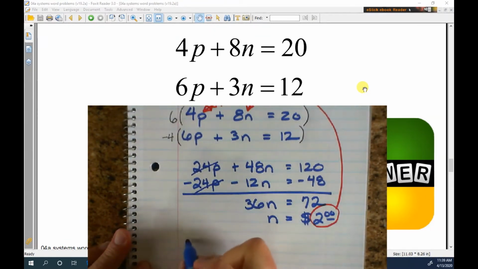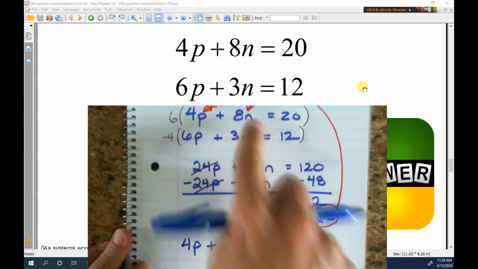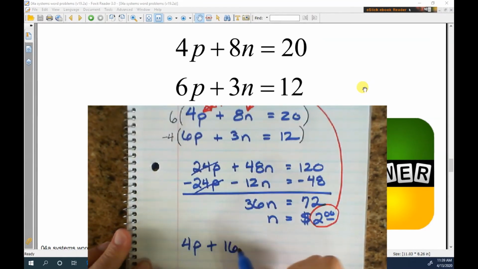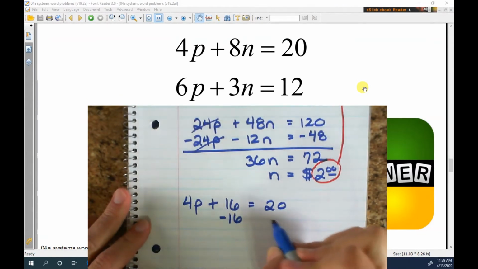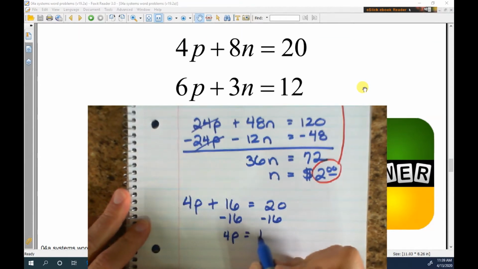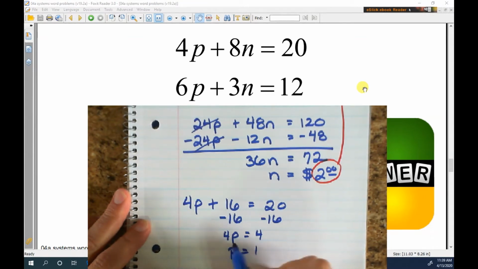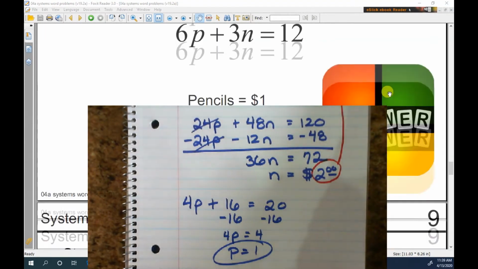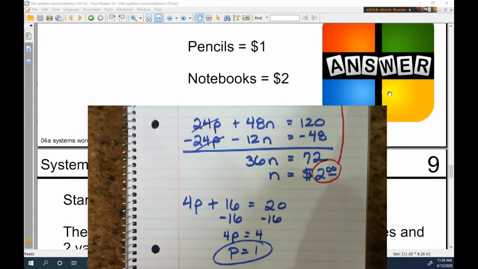So 4p plus 8 times the price of the notebooks. Notebooks are $2, so 8 times 2, which is 16. And we'll solve this. So 4p equals 4, so pencils equals 1. So notebooks are $2 and pencils are $1. Pencils are $1, notebooks are $2.